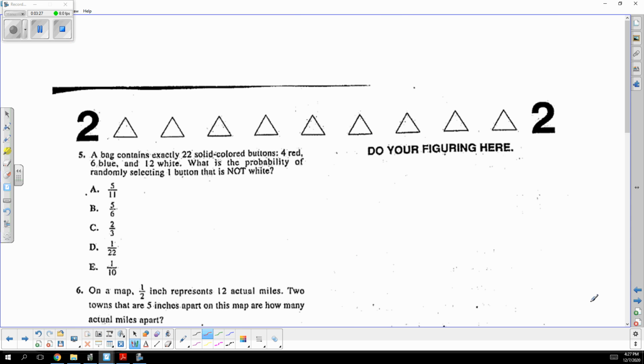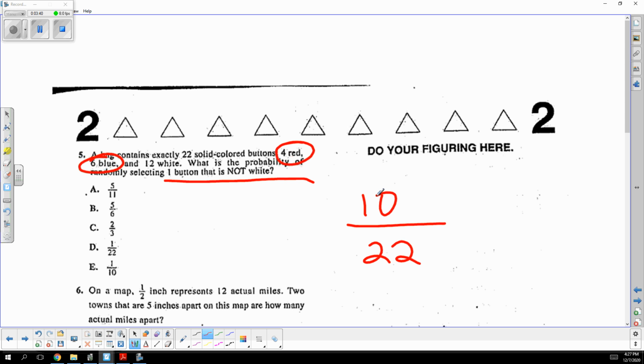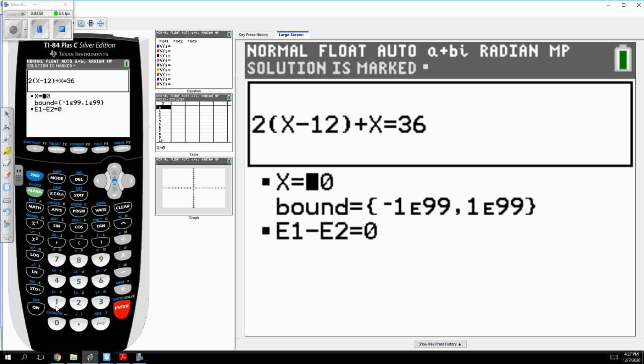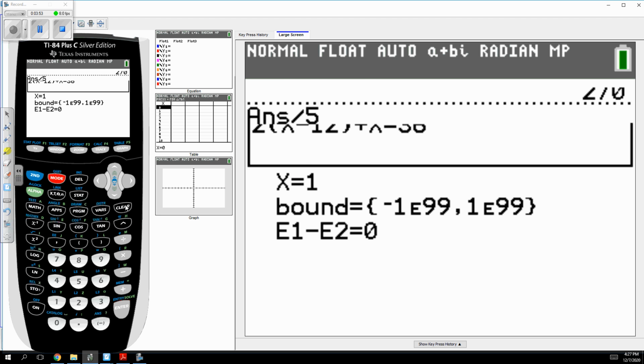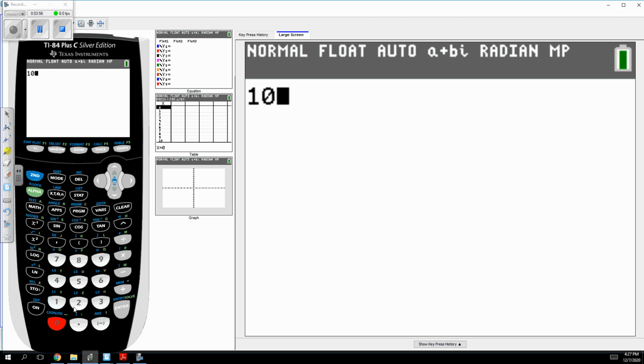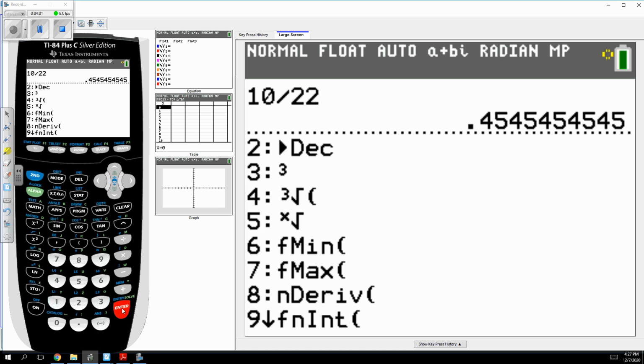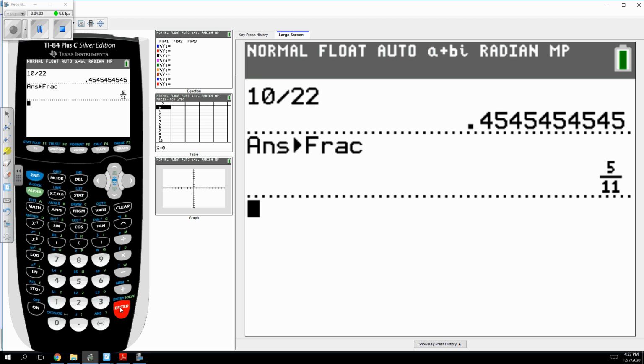Next page. What is the probability that the button is not white? Well, there are 22, and how many are not white? 10. So how many are not white? 10 out of the total 22. Answer is Math Frac, so it would be 10 over 22. I'm still on equation solver. So it would be 10 over 22, Math Frac, and it gives me 5 over 11.